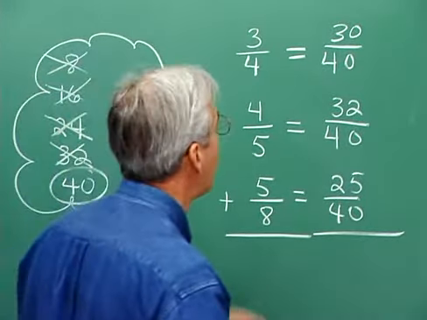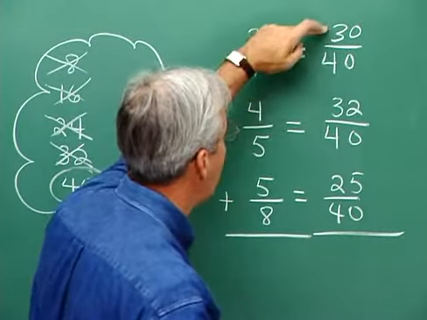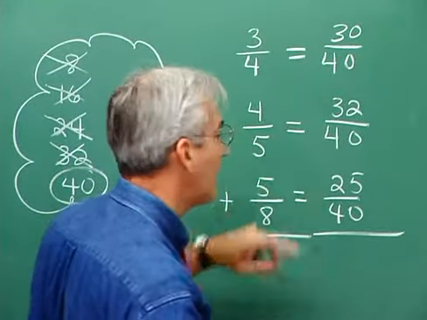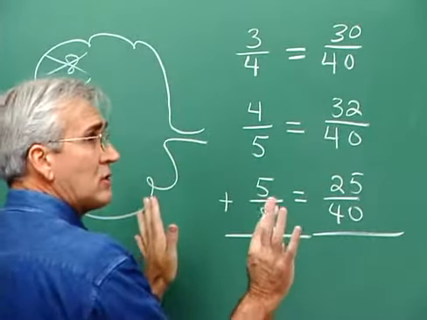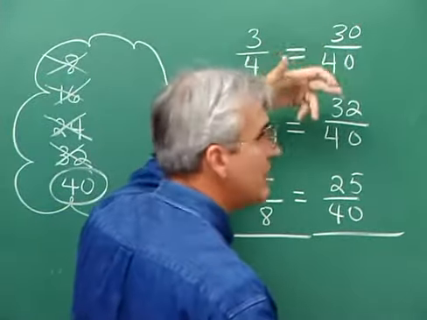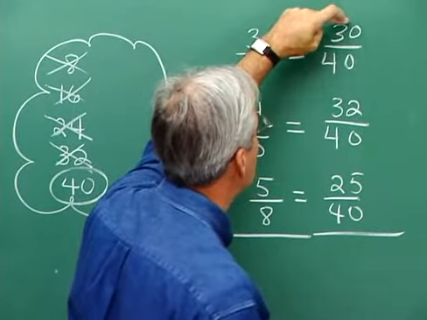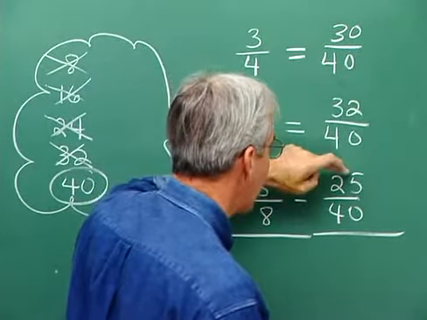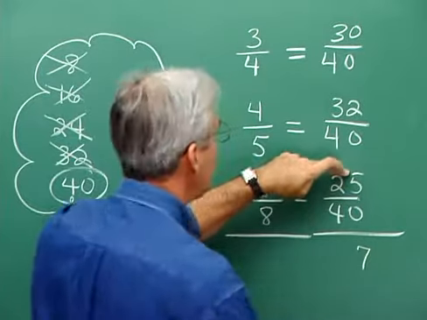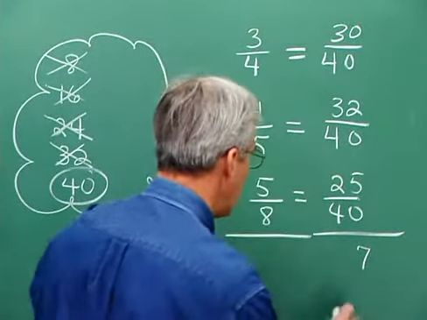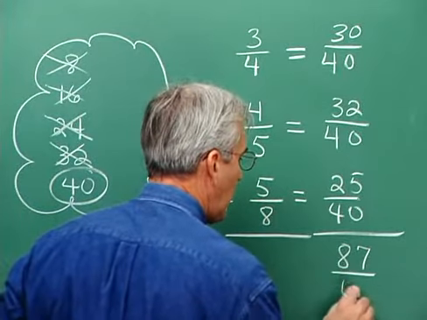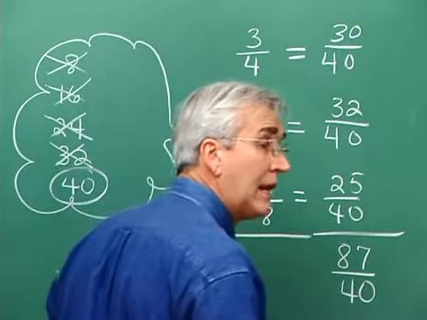We add them by adding numerators. So we're adding 30 and 32 and 25. The numbers are big enough that I can't see through this, and therefore I'm going to look at digits. I'm going to look at the ones digit. 0 and 2 is 2 and 5, 7. 3 and 3, 6 and 2, 8. So 87 over 40, an improper fraction.